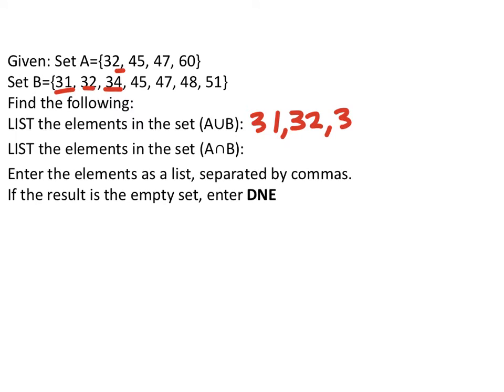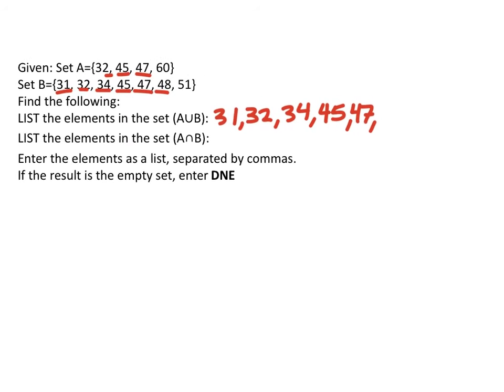And then I got this 34 right there. And then again, we got 45 twice in both sets. Now 47 in both sets. And yeah, I'm going to run out of space, but I'll figure it out. Next up, 48. There we go.